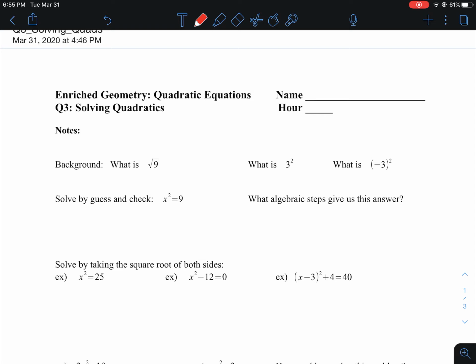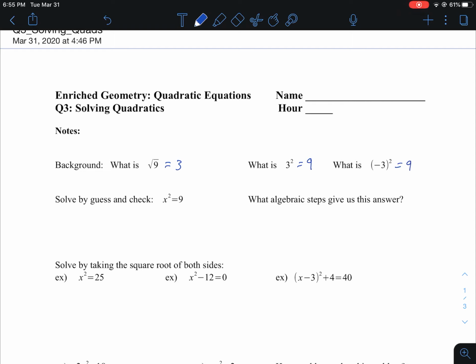All right, first of all, the square root of 9 is 3. The square root of 9 could be plus or minus 3, but that's not the definition. The definition says what two positive numbers can you multiply together to get 9. So the answer is just 3, not plus or minus 3. Okay, 3 squared equals 9. Negative 3 squared means negative 3 times negative 3, which is also 9.